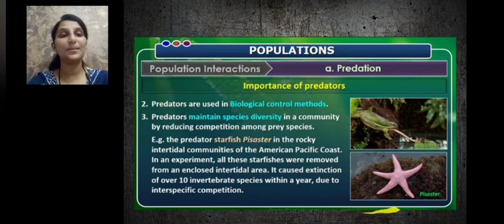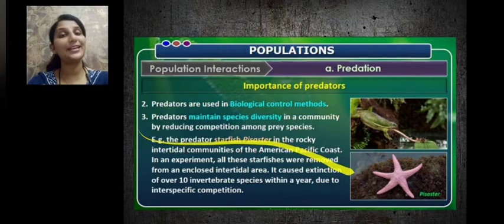Okay, so this is the predator, namely the Pisaster starfish, and it is found in the rocky intertidal communities of the American Pacific coast. And when experimentally these Pisasters were removed, within a year about 10 invertebrate species declined due to the competition among the prey species. That's why it is said that predators help to maintain species diversity.